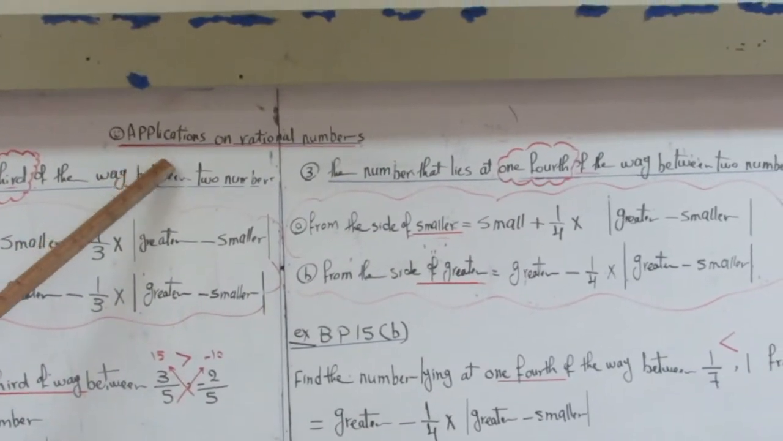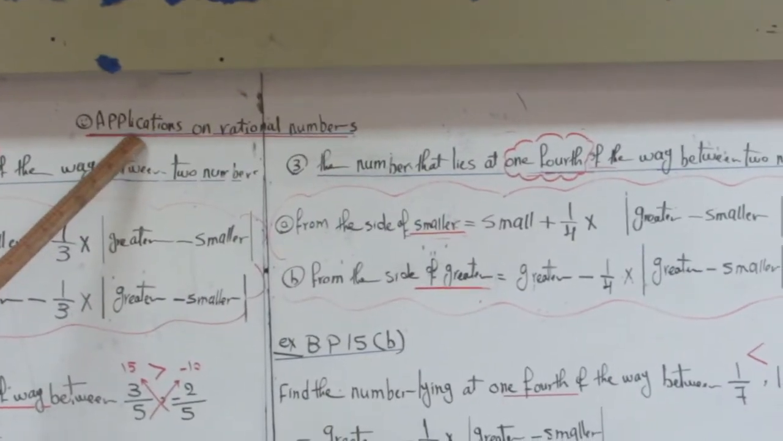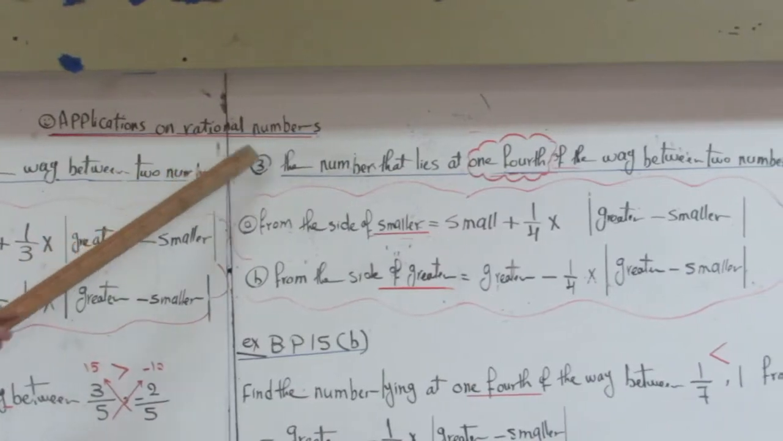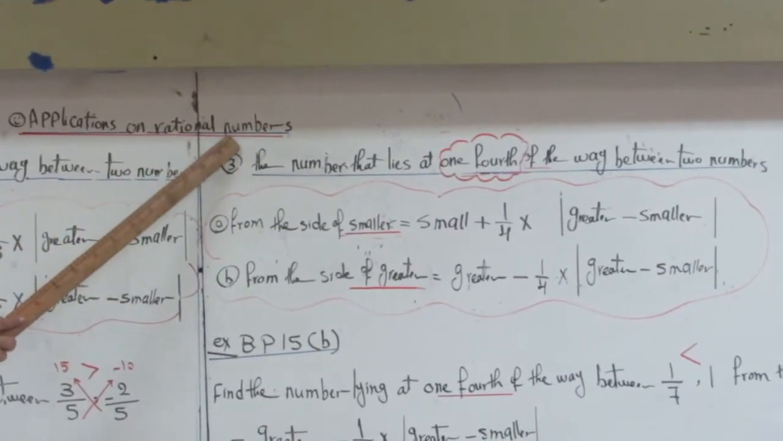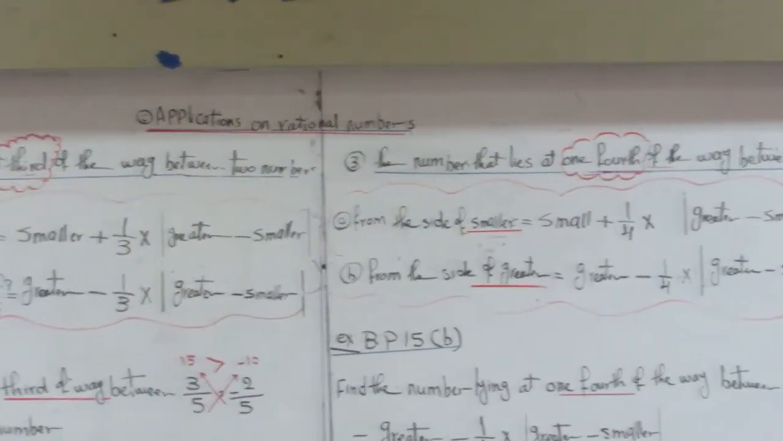Students, we are on the last lesson in Unit 1 in algebra, called the applications on the rational numbers. Applications on rational numbers. This is the last lesson in Lesson 1, Unit 1.